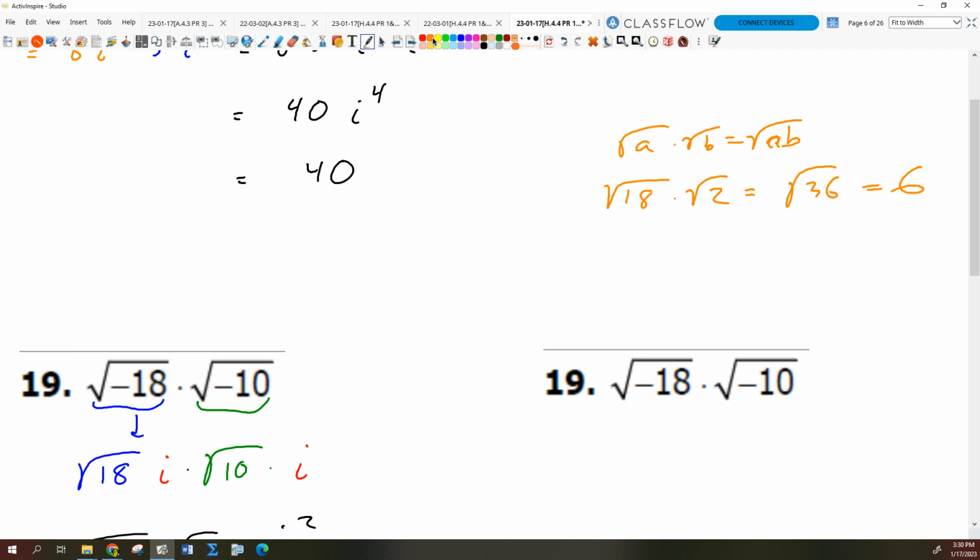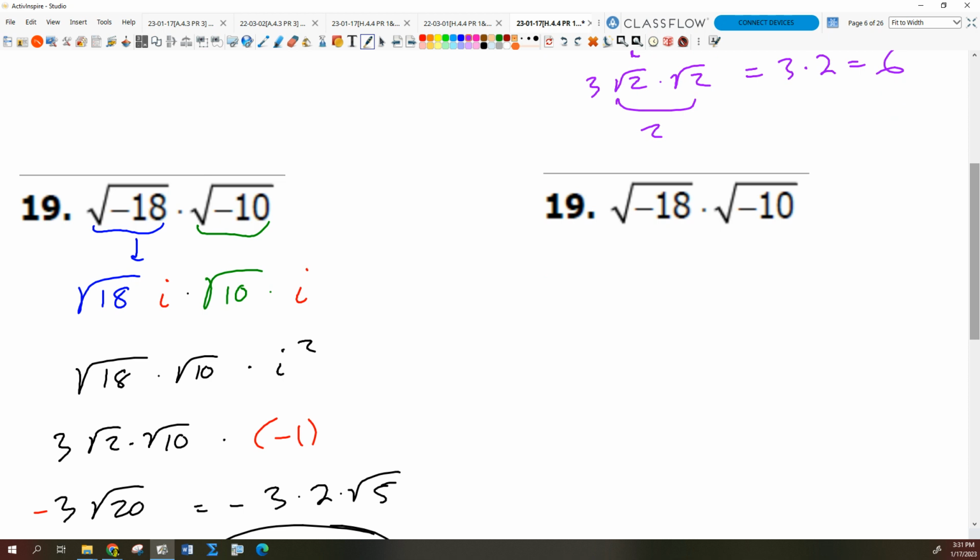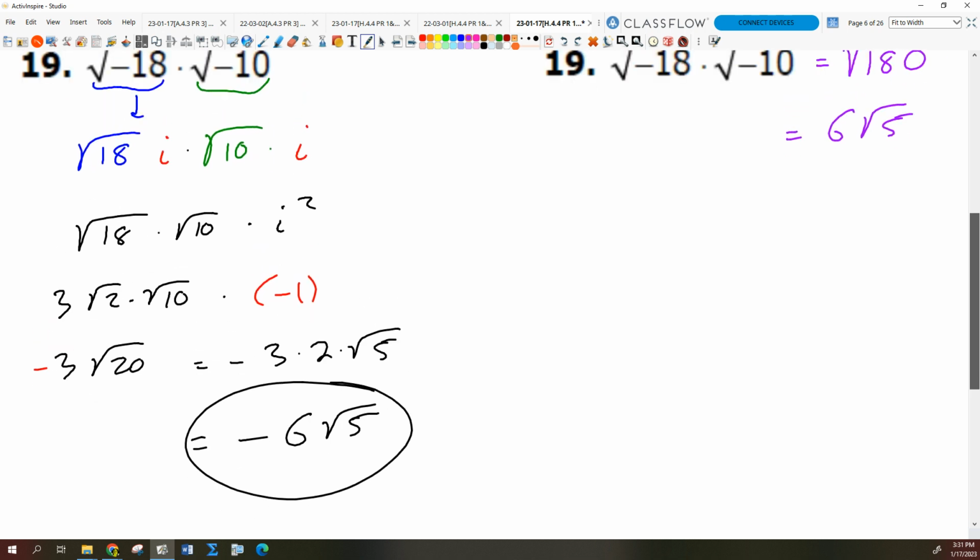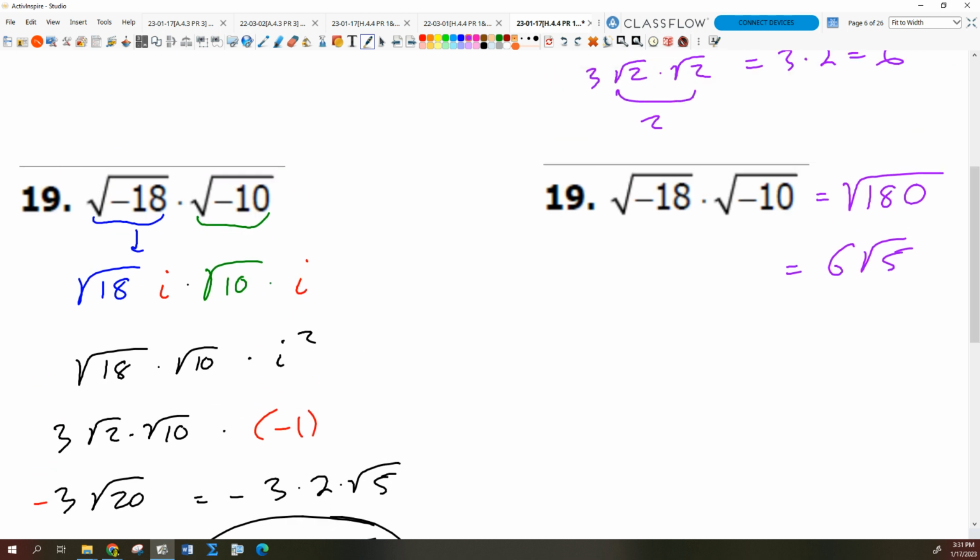Or if I took the long route there, I could have turned this one into 3 times the square root of 2 times the square root of 2, and that would have become a 2. And then I would have gotten 3 times 2 equals 6. Either way, okay? But look what happens down here if I try to do that trick. If I try to write this as the square root of the product, I get the square root of negative 18 times negative 10, which is the square root of positive 180, right? That's 36 times 5, right? So that becomes 6 radical 5. That's not our answer. Our answer is negative 6 radical 5.